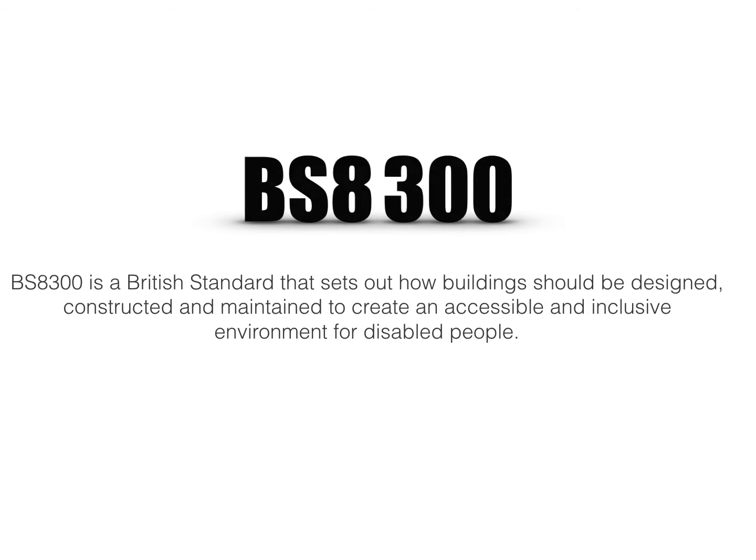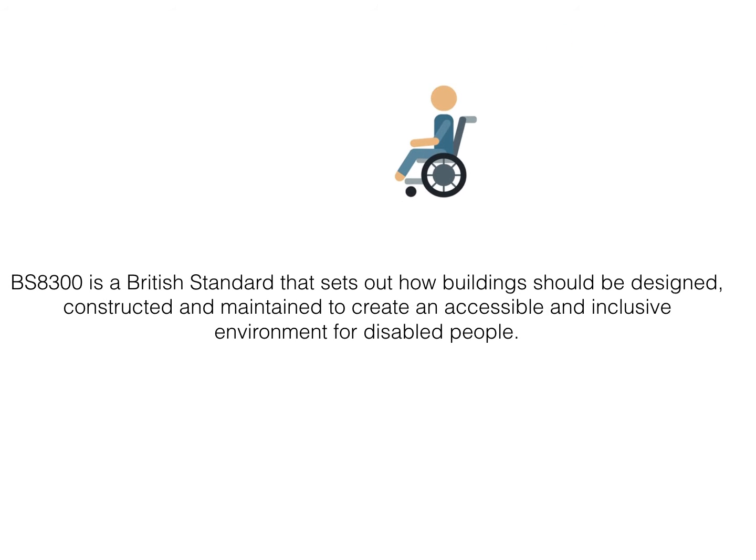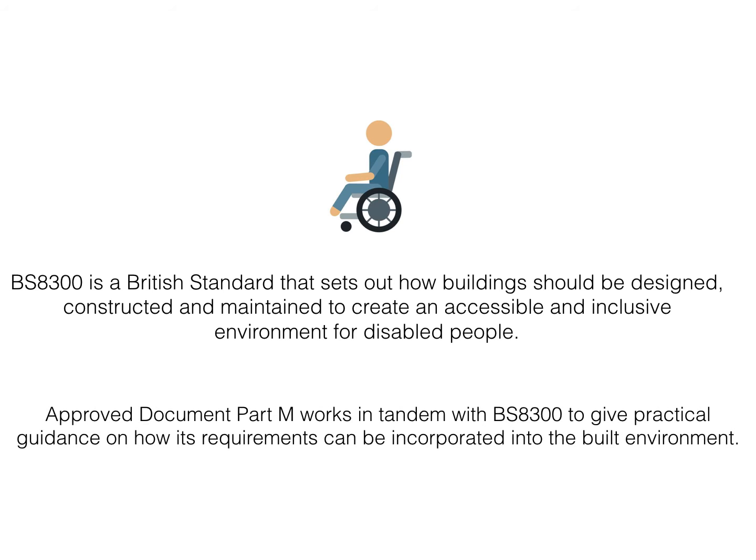BS 8300 is a British standard that sets out how buildings should be designed, constructed, and maintained to create an accessible and inclusive environment for disabled people. Approved document Part M works in tandem with BS 8300 to give practical guidance on its requirements and how they can be incorporated into the built environment.